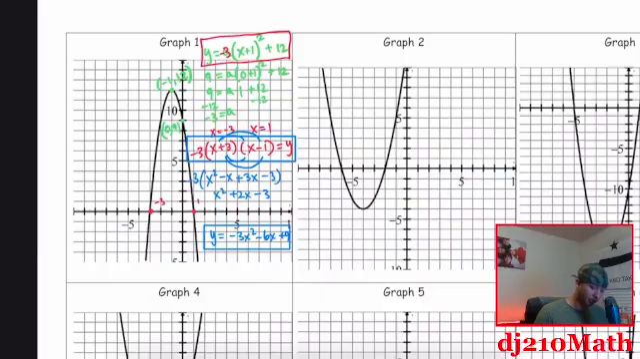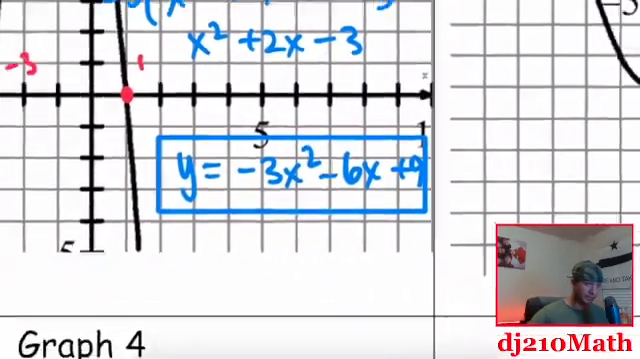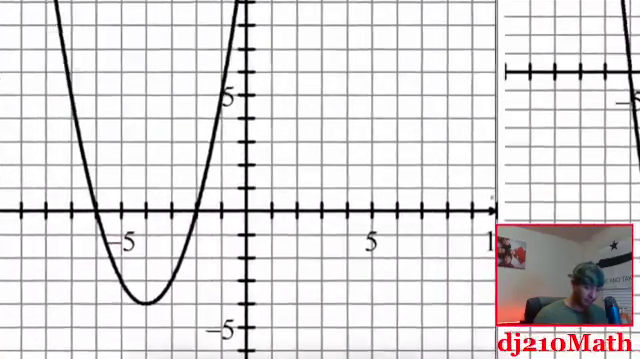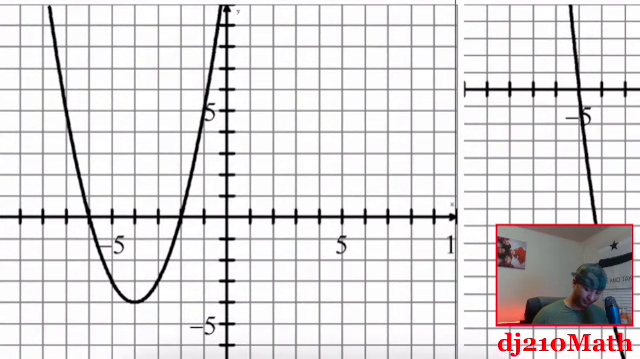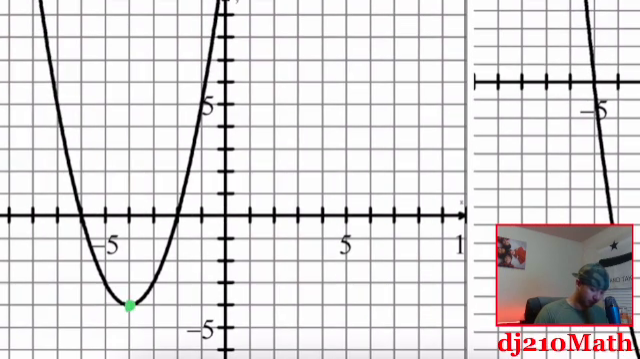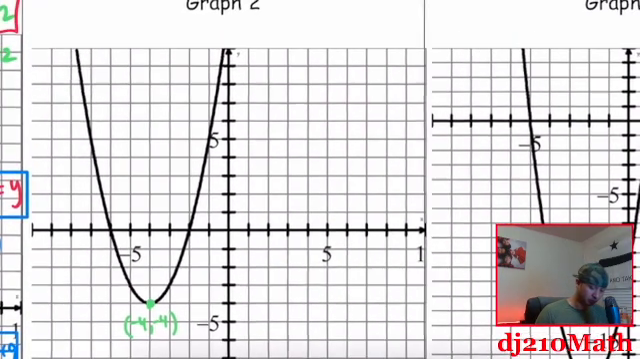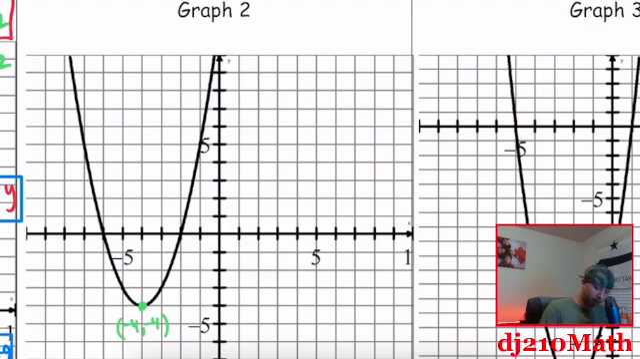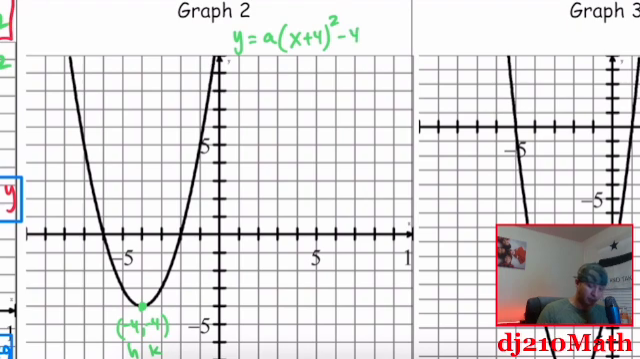But not only that, notice it opens downward and a is negative. So you always want to confirm that. Okay, vertex looks like negative 4, negative 4. I'm going to figure out what a is. So y is equal to a times (x minus h) squared plus k. Remember, this is your h and this is your k. So x minus h, so plus 4, because minus negative, inside lies, squared minus 4.